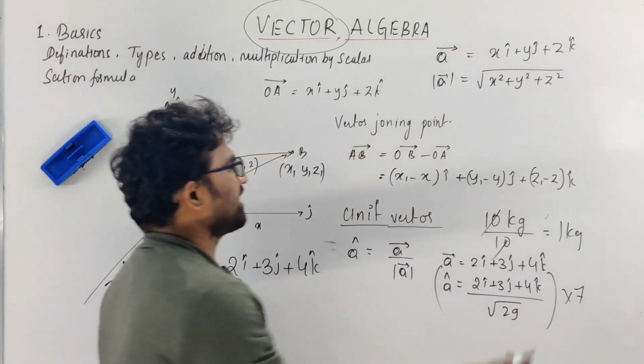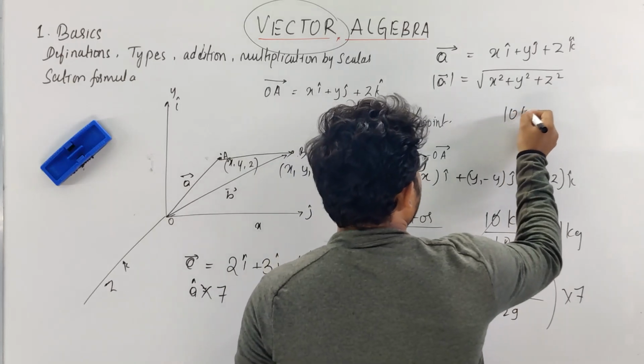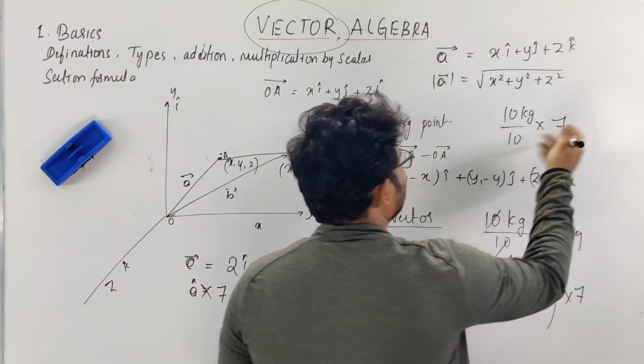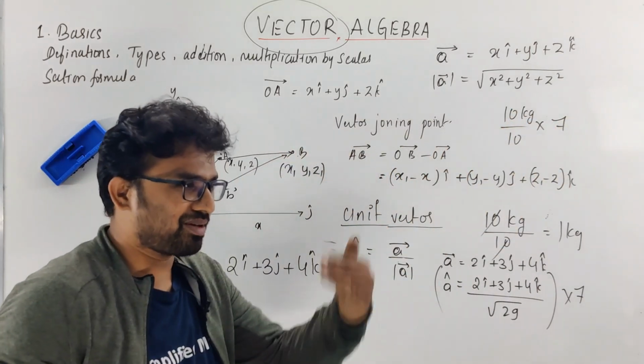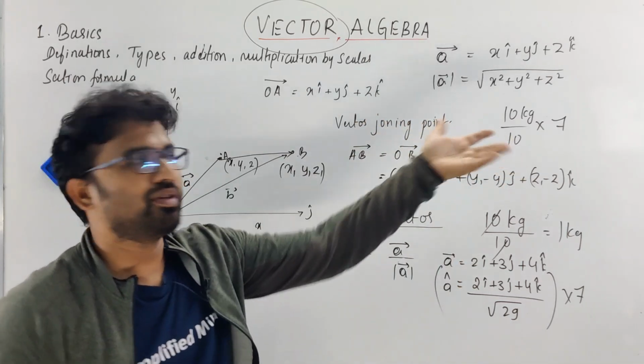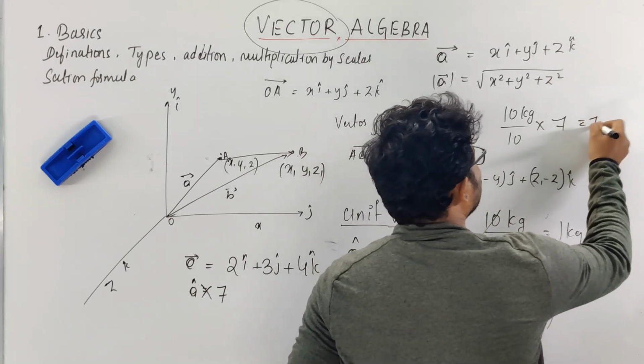ಸಪೋಸ್ ಯು ಹ್ಯಾವ್ ಲೈಕ್ 10 kgs, ನಿಮ್ಮ ಹತ್ರ 10 kg ಬೆಲ್ಲ ಇದೆ. You want to make it 7 kgs, you just divide by 10 and multiply with 7. It's some kind of kids question. It is 10 divided by 10. So vector, whatever the value divided by its magnitude into 7 will give answer as 7 now, 7 kgs.